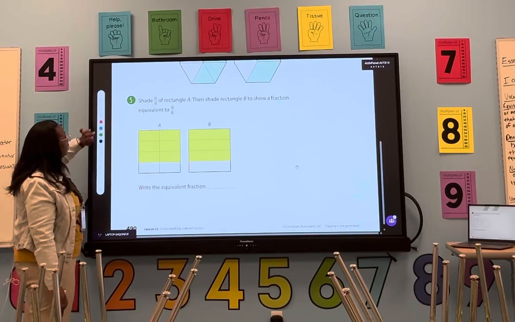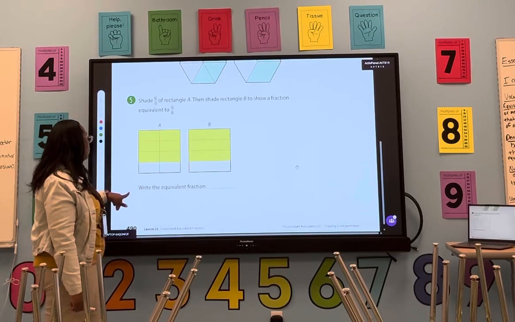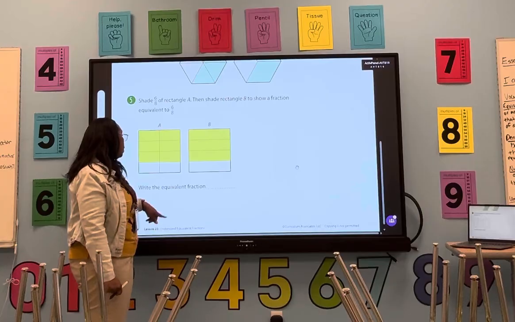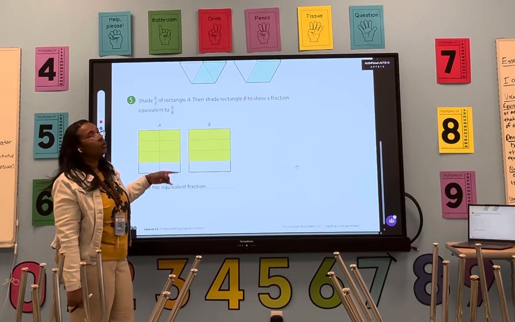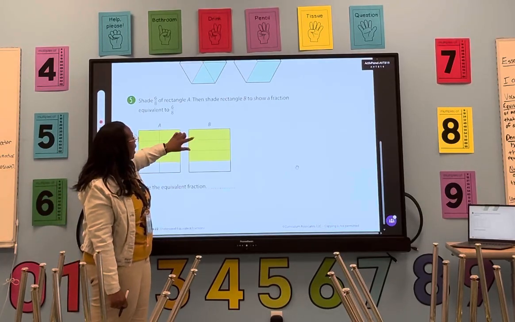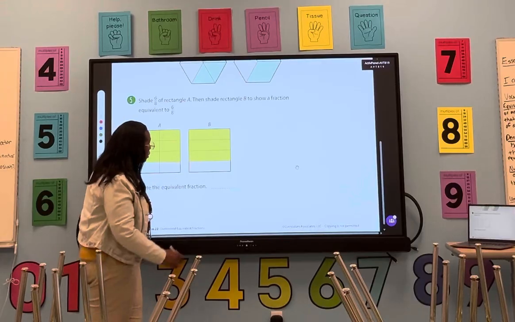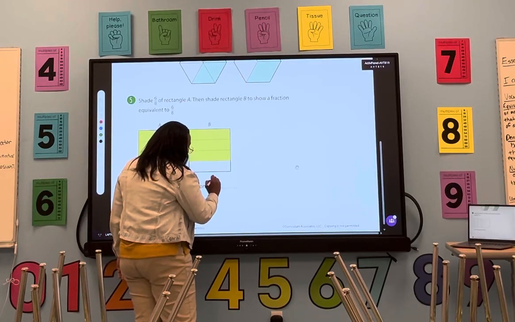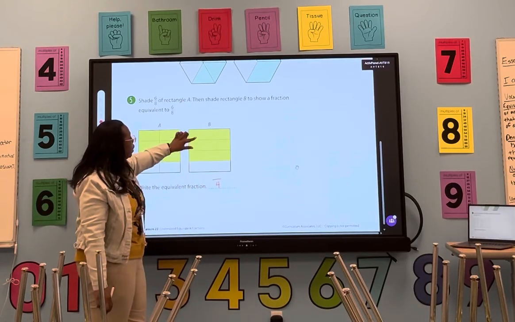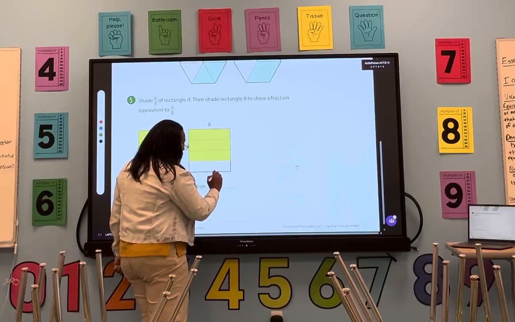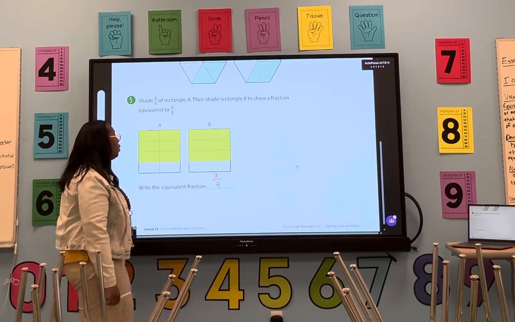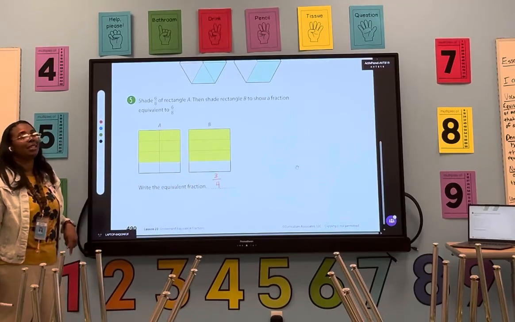Okay, so I've shaded it in. So they want to know what fraction is equivalent. Write the equivalent fraction. So I have 1, 2, 3, 4 parts. So my denominator is going to be 4. And my numerator, I have 1, 2, 3 that I've shaded in. So 3/4 would be the equivalent fraction to the 6/8.